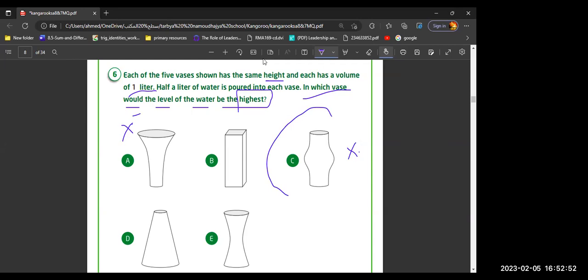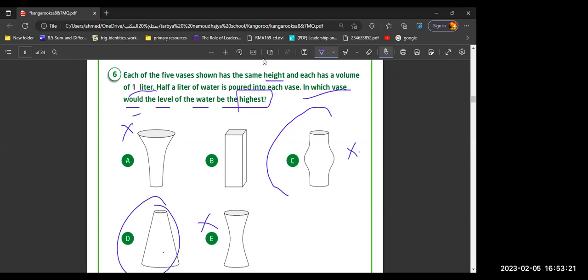Who is this? Suleiman. What do you think, Suleiman? I think it's E. You mean this one? Okay. Guys, what about D? Is it going to be the highest level of water? No, mister, I don't think so.